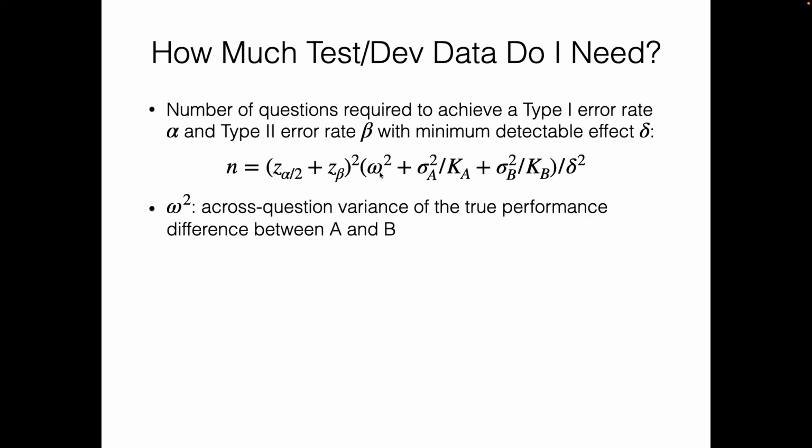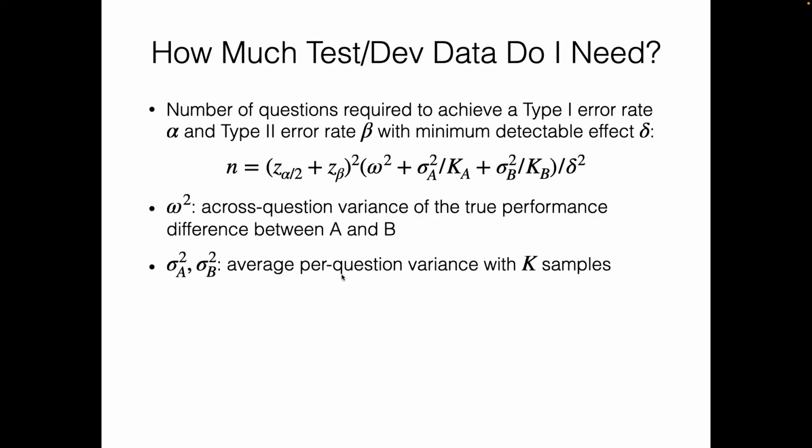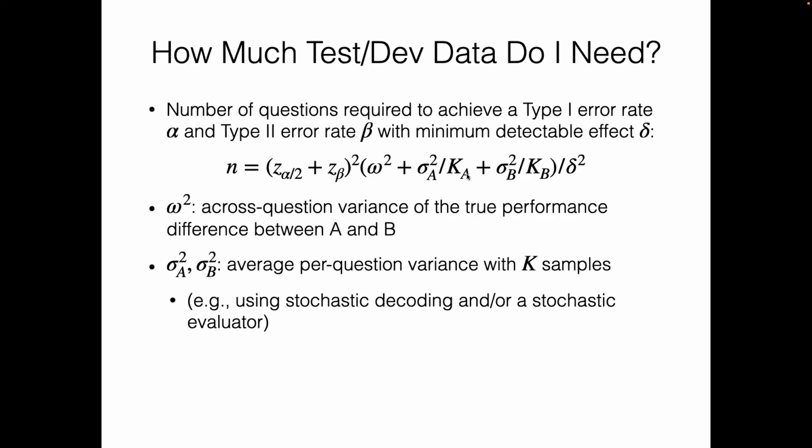And then here you have things that you actually don't necessarily know. Here is the variance of the true performance difference between these two models. And then these are the variance that you get on average, per question, if you're using multiple samples, or let's say you're using LLM as a judge and that is stochastic, then that introduces some possible error.